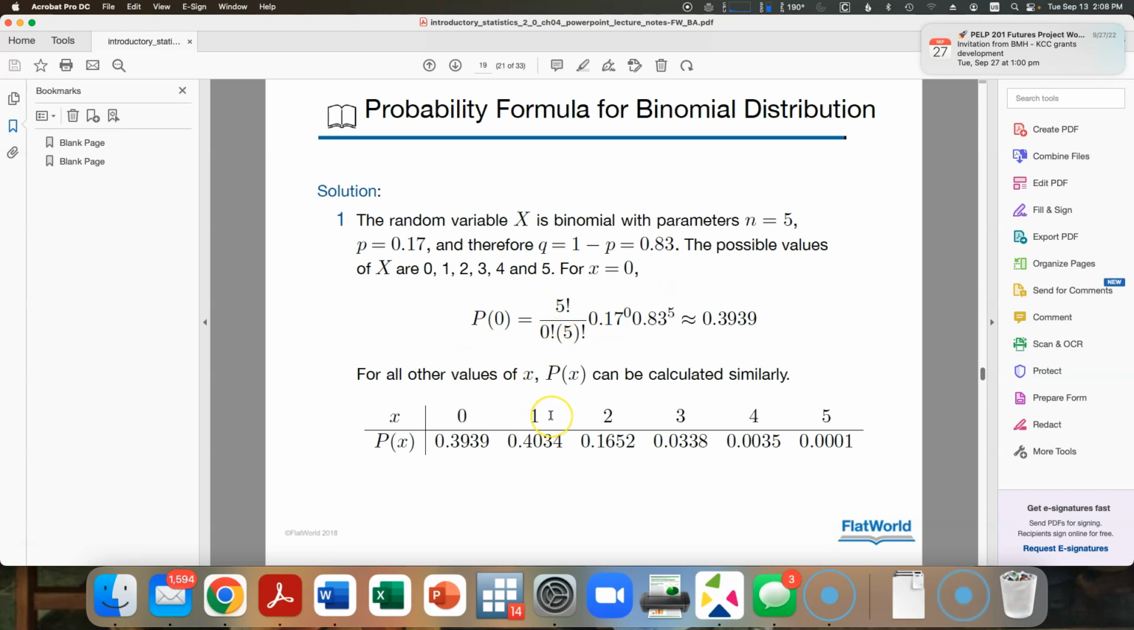So the next one would be, let's write this out here and hope that the pen doesn't explode in size here. So that would be 5 factorial over 1 factorial times 4 factorial times 0.17 first, 0.83 to the 4th. And let's confirm that that is true.